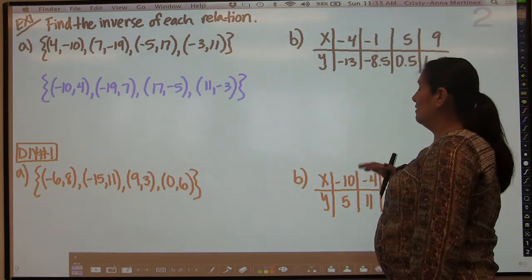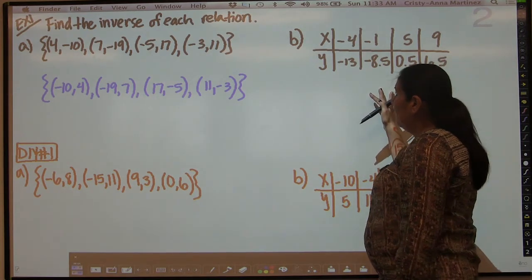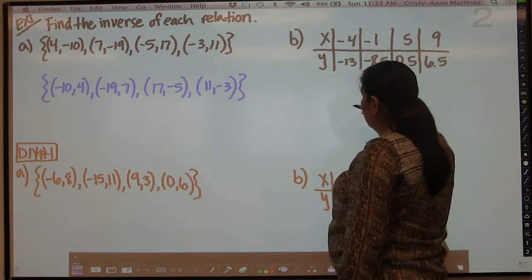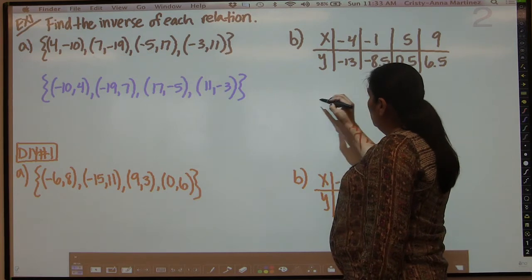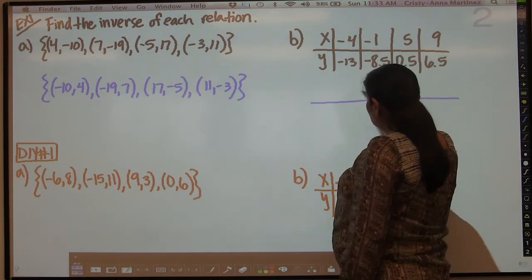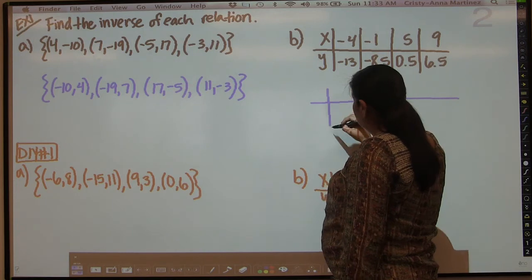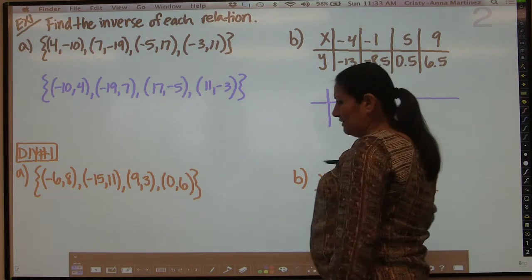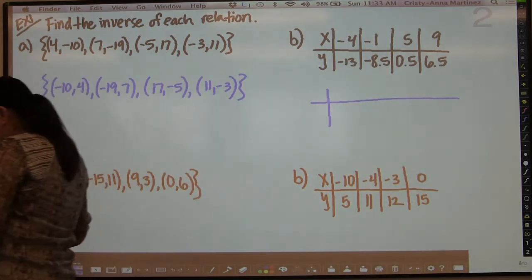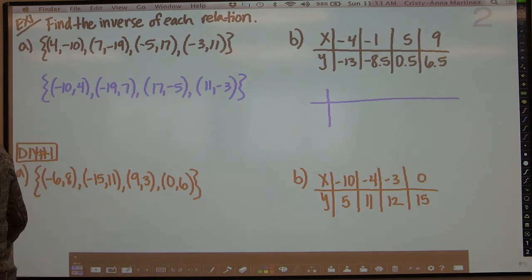You can also do that with an ordered pair situation. And it just means that we're going to switch the x and the y. So what you want to do in this case is, even though you are switching the ordered pairs, you can still write them as a relation as opposed to a table.